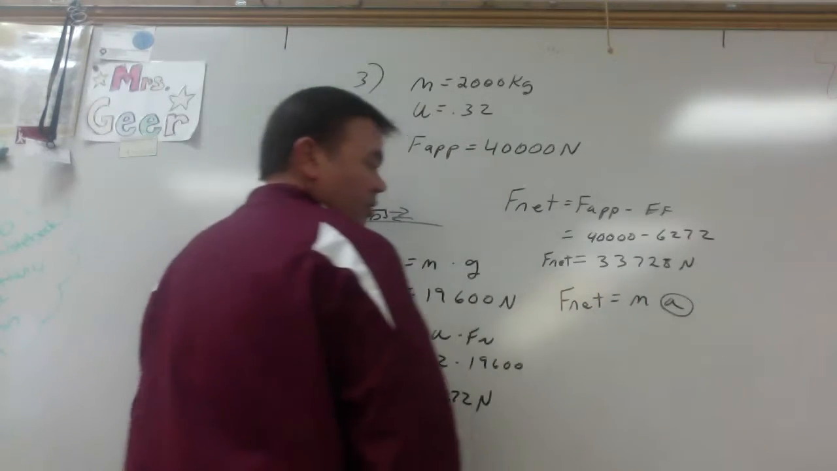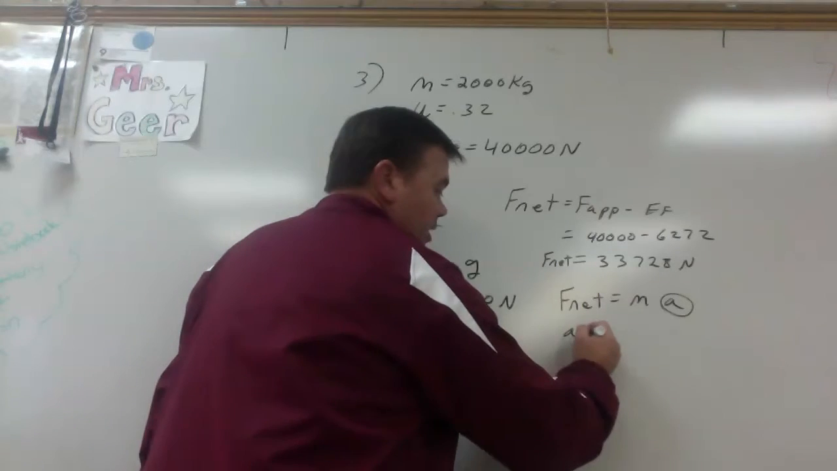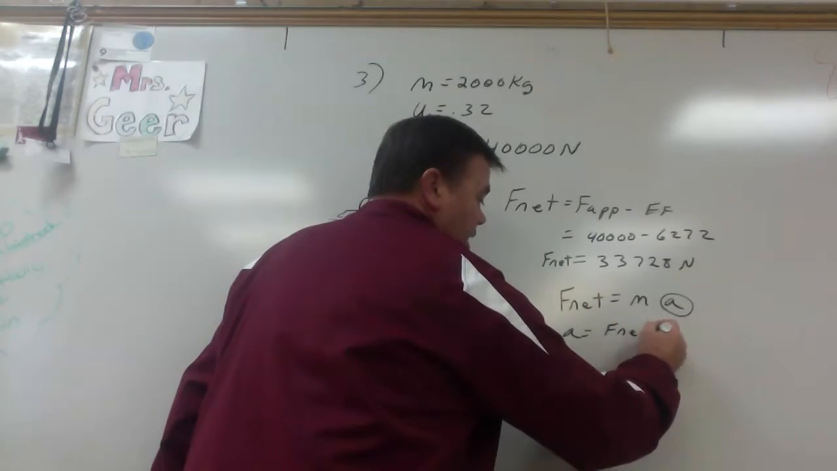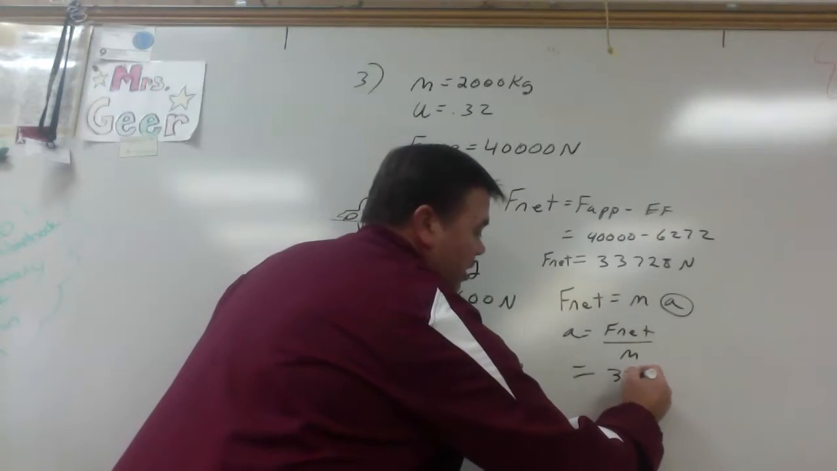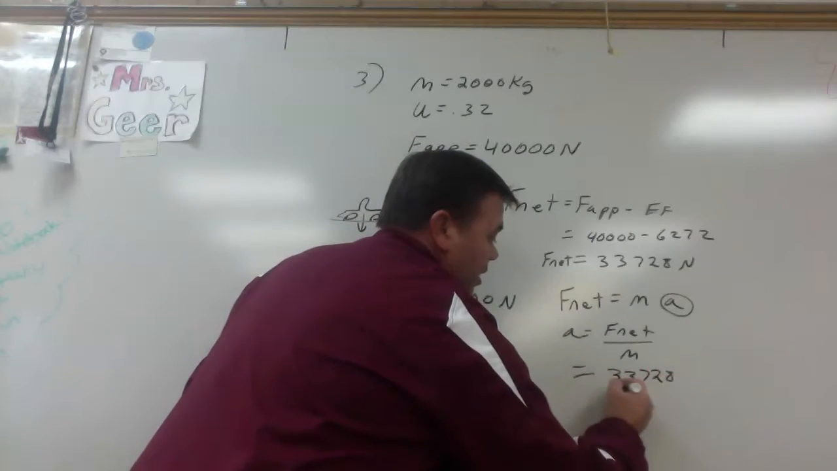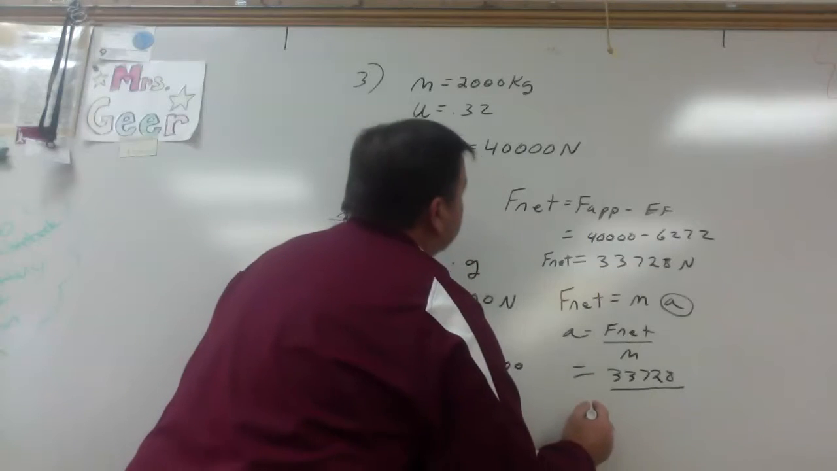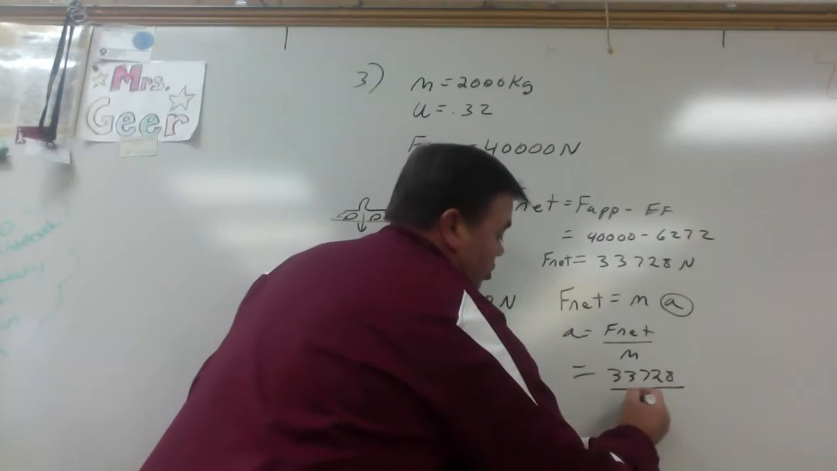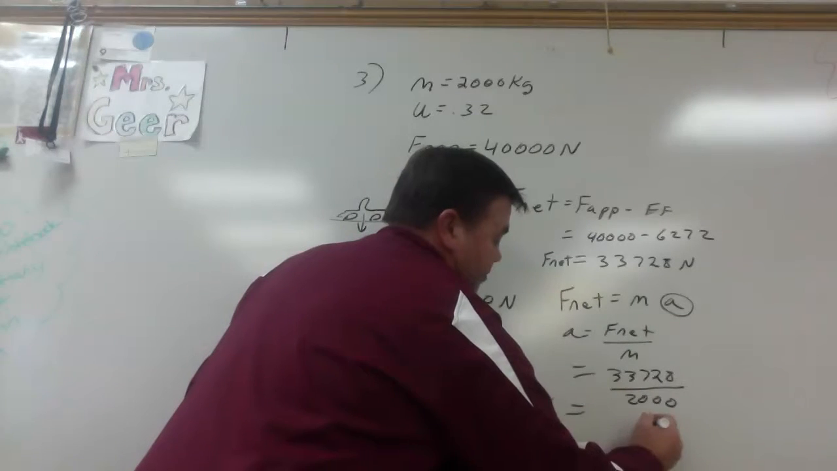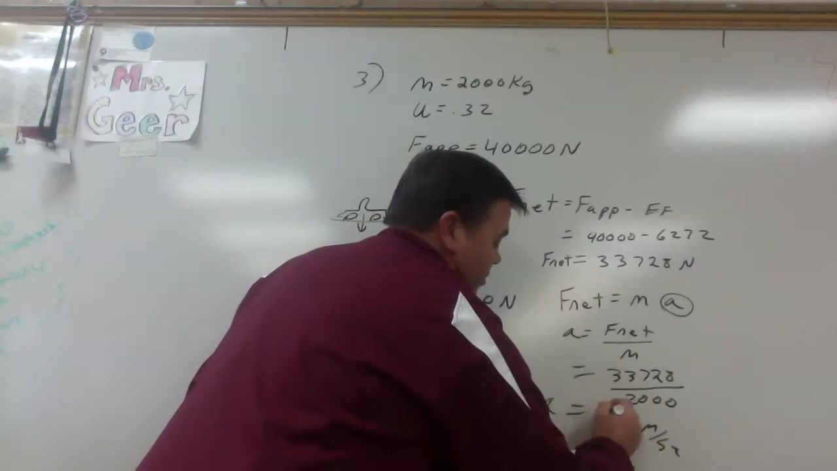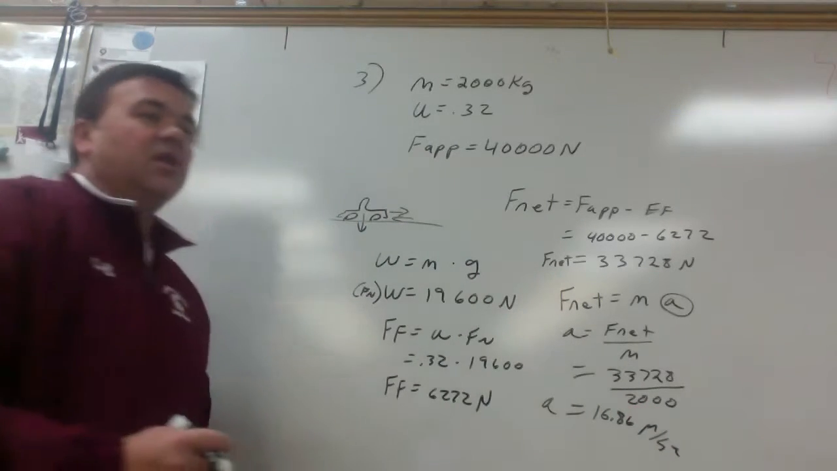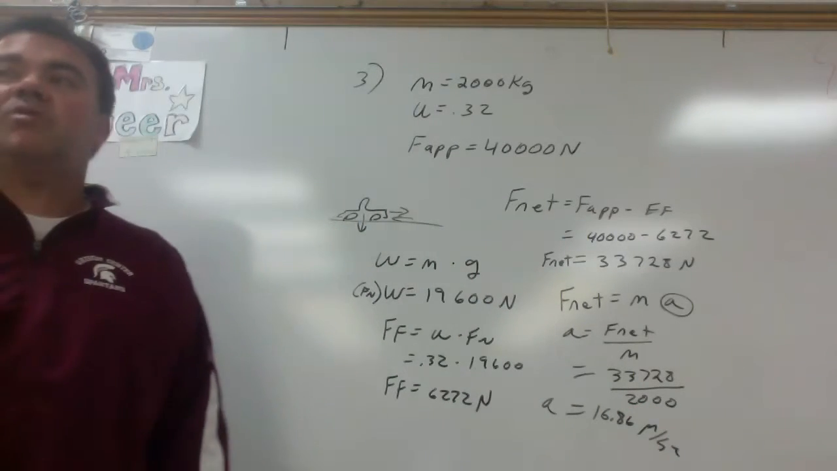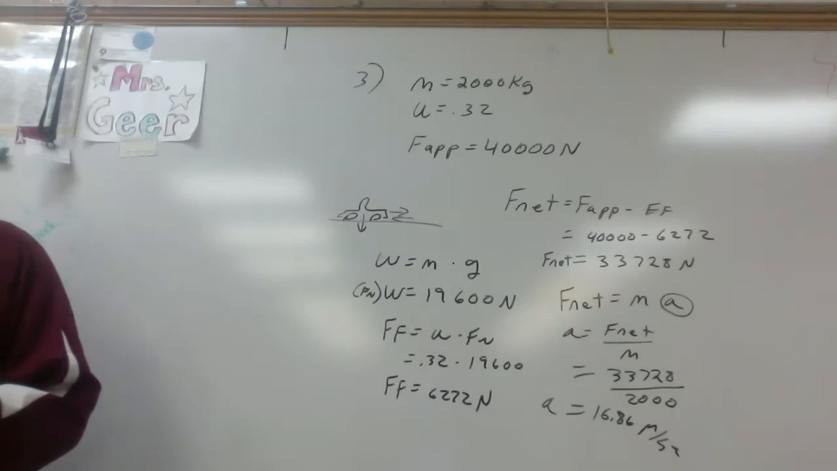Now, force net equals mass times acceleration. Is this what we want to solve for? Acceleration equals F net over m, which is 33,728 divided by the mass, 2,000. What's the acceleration? 16.864. A little less than 2 G's. That's sitting you back in the seat pretty good. Okay, must be a fast little car.